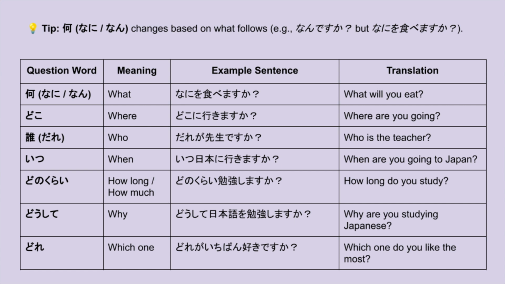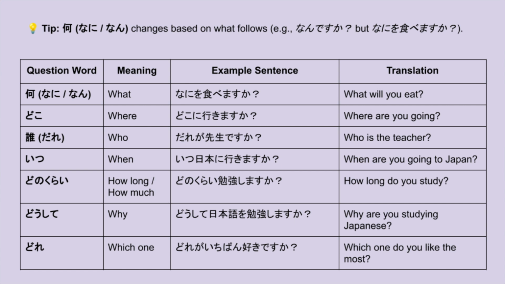If it comes before a consonant, use nan. And if it's before a vowel, use nani. There are some exceptions to that, but that could be a rule of thumb, especially for the basic sentences that we're making right now. Again, same thing. Nani o tabemasu ka? What will you eat?